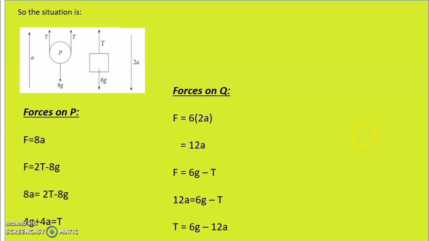Then we can equate these. If we equate the two, what we get is that 4g plus 4a equals T, and T is equal to 6g minus 12a. So I can say 4g plus 4a is equal to 6g minus 12a. I can bring all the a's over to the left and all the g's over to the right, and I get that 16a is equal to 2g, so a is equal to 1 over 8 g.